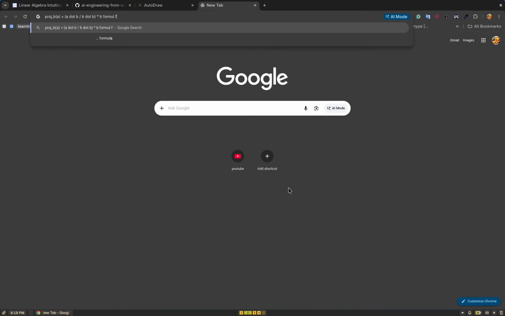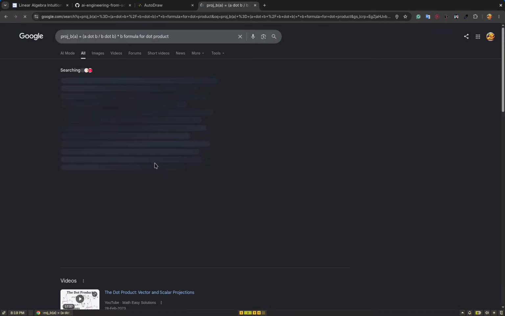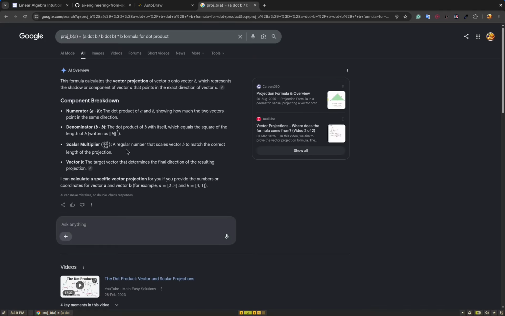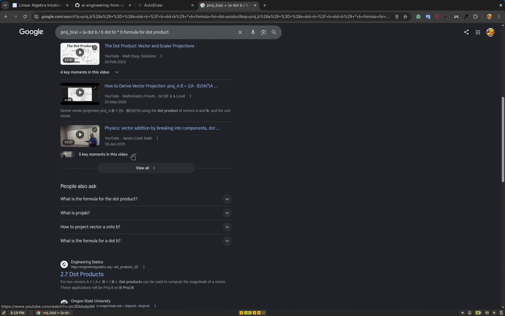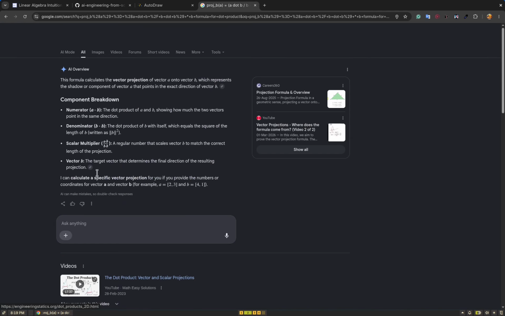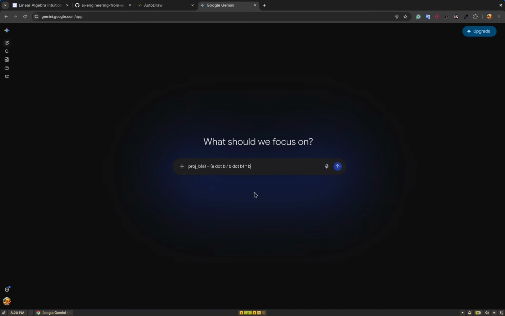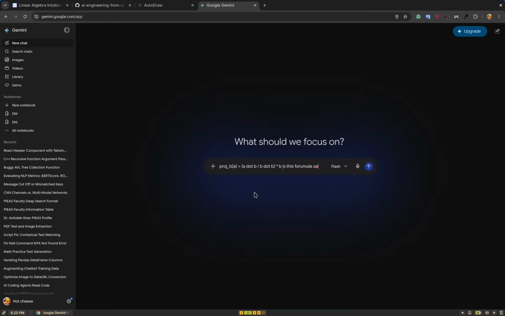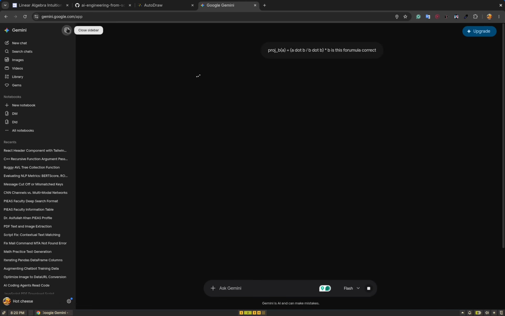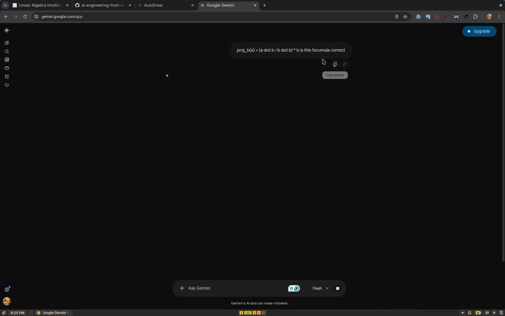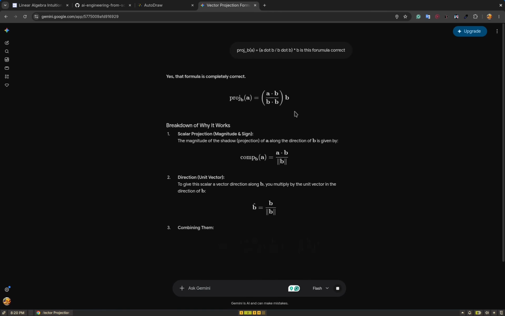Formula for dot product. Is this correct? I doubt that this is correct for some reason. I need to ask an AI because it will take time. Is this formula correct? This is correct. Why? Breakdown of why this first. I would need to essentially derive this on my own.